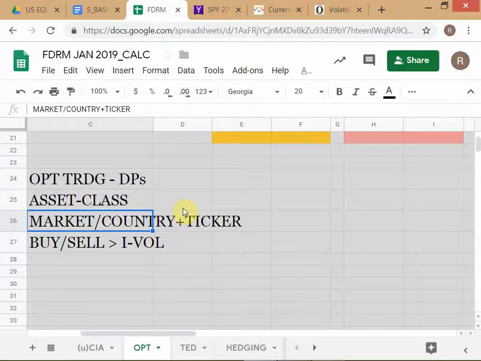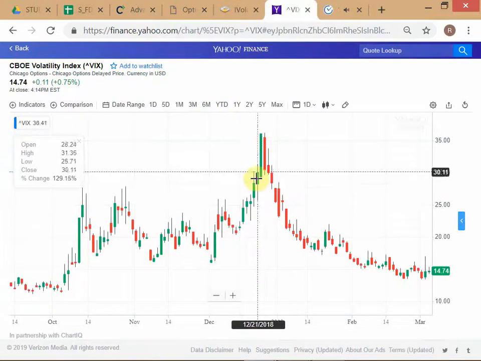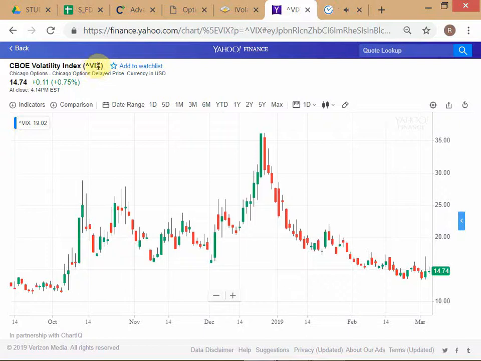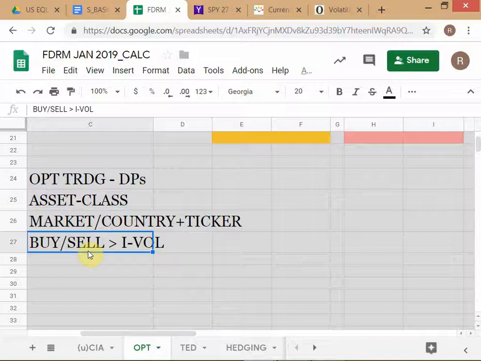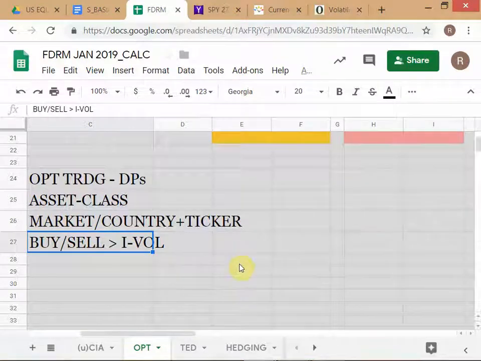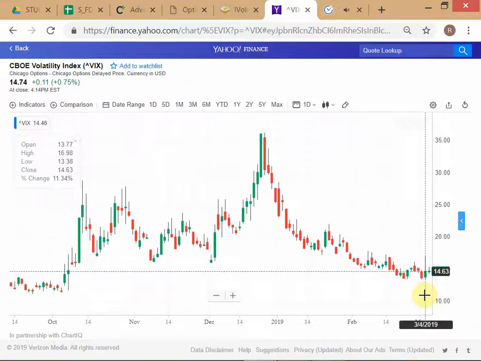Okay, so in the case of the market country ticker, let's say I'm going to work this example with respect to the SPY. So this is our SPY, and I know that the corresponding I vol index for SPY is the carat VIX. This is the ticker. So now I look at this, I have to form the decision of whether to buy or sell SPY options. I'm going to form that by taking a view on the I vol.